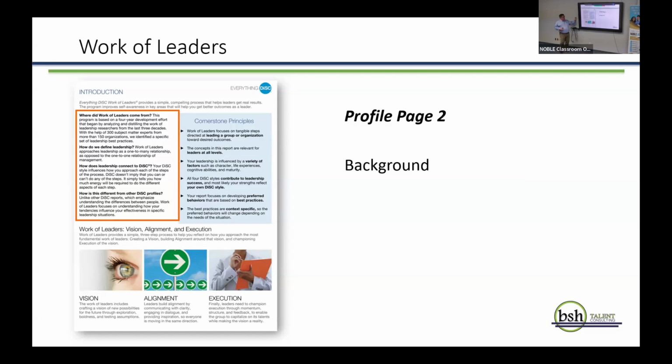So this first page really starts to talk about where this came from. This Work of Leaders is the title of it. And the organization I partner with for the DiSC takes it and applies it to different situations. So it's not just this one that they apply it to, there's other ones. I like that because for me, we want to make things practical. We want to be able to apply them, we want to be able to use them.